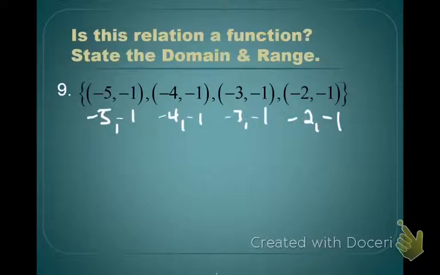All right, what do we got? Function, not a function. Grace, what do you think? Because why, Grace? Good. If I put negative 5 in the machine, I get negative 1. If I put negative 4 in, I get negative 1. If I put negative 3 in, I get negative 1. If I put negative 2 in, I get negative 1. I agree.